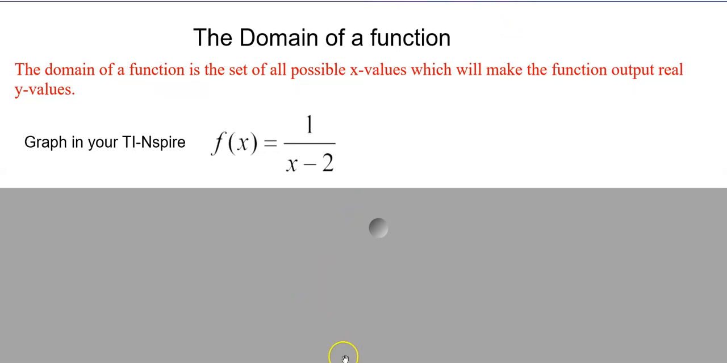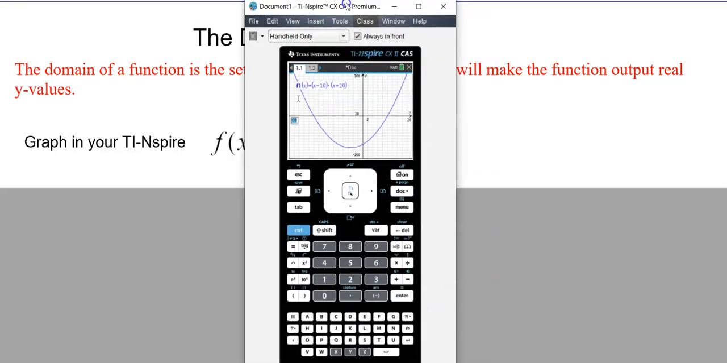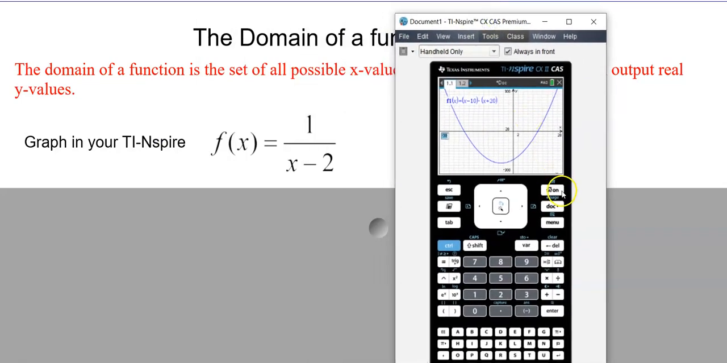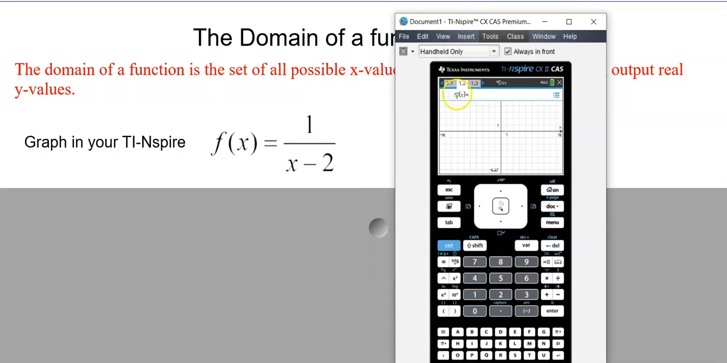So let's just graph this in our Inspire to see what it looks like. Notice the Inspire does function notation. I'm on F3, you might be on F1 or F2 or something. You get control divide for the fraction template, 1 over x minus 2. Okay. It looks kind of weird. This is the graph of that function.